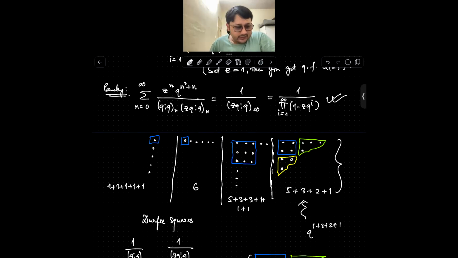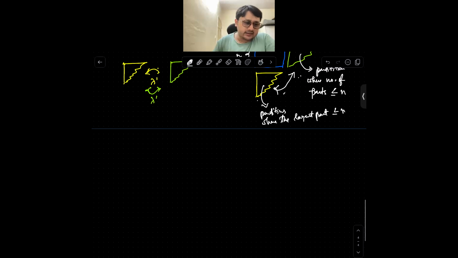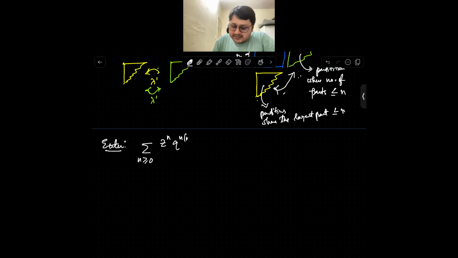Okay. Let me do two similar identities. These will be identities by Euler. So let's see. Euler's identity, and I'll write this down and I'll explain. The explanation is sort of similar, but in this case, we are dealing with distinct parts partitions. Because of that, there is a subtle thing we need to keep in mind. Sorry, there should be a zq.